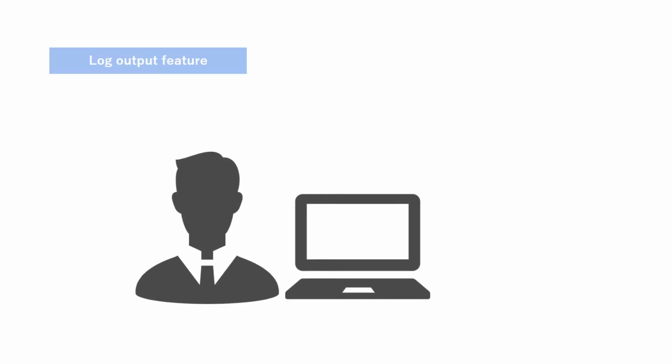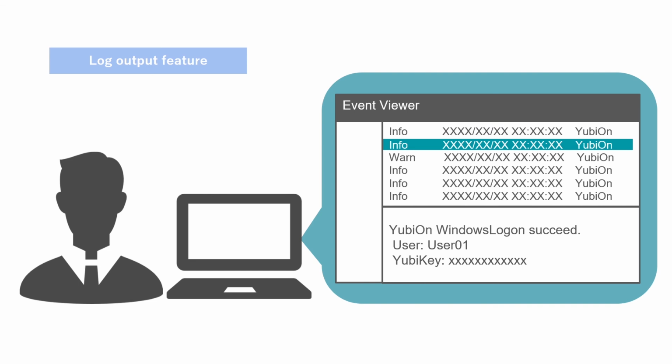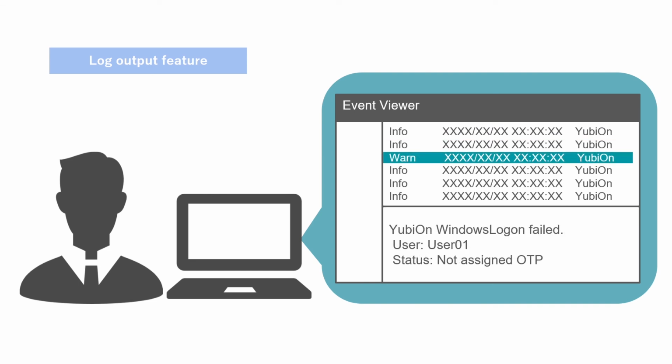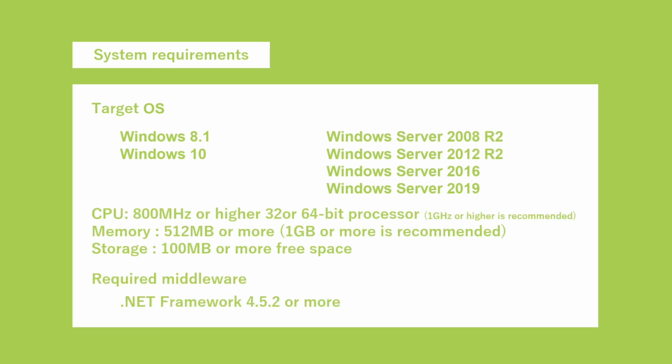In addition, as a log function, you can check information such as the logged on user ID and the YubiKey used in the event viewer, so it is easy to investigate in the unlikely event that an incident occurs. YubiOn WindowsLogon Standalone is available for each of the Windows operating systems you see. It was an introduction of YubiOn WindowsLogon Standalone.